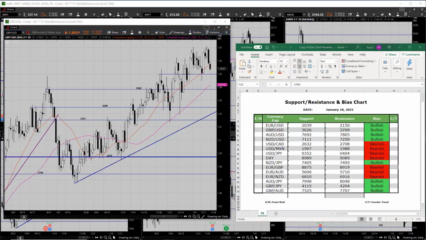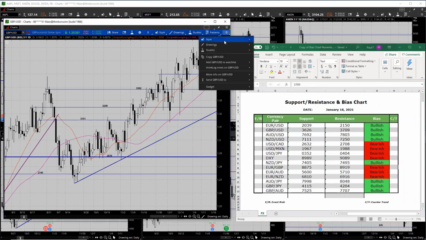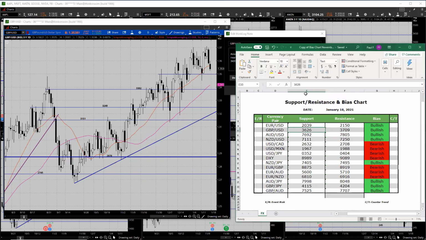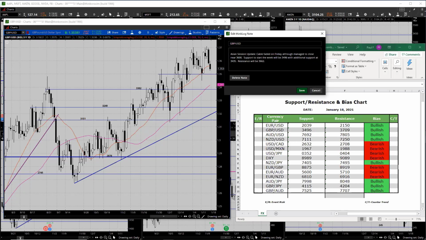Onto the cable. Cable faded on Friday, although managed to close near 36 even still, despite it fading. Of course, we're lower here. Support to start the week will be 34.96, with additional support at 34.35.